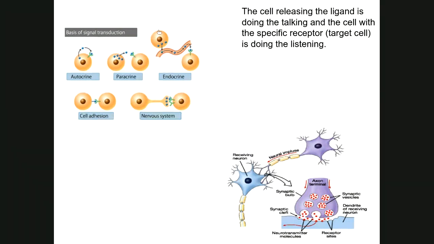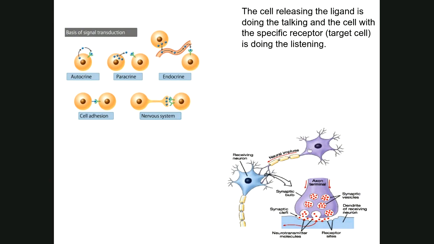Sometimes the cell doing the talking, the signaling cell, when it does the talking, in a manner of speaking, it has to shout. In other words, it has to release its ligand into your bloodstream because the target cell is far away. That's like you shouting as loud as you can to reach somebody who's off in the distance.